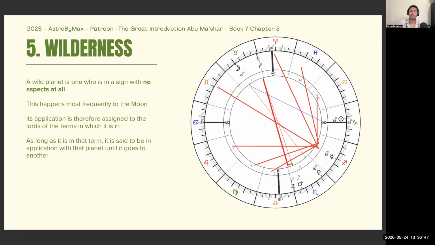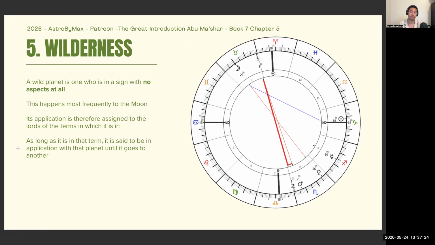We're told that if a planet is wild, to understand the progression and development of what will happen in the future, you assign the lord of the terms to it, and the planet is said to be applying to that planet, or applying to have the conditions and situations of that planet, as long as it's in that term. So if Mercury is in the term of Venus, it is as if Mercury is mixing with Venus. Or if the moon is wild and she's in the term of Venus, it is as if the moon was applying to Venus, and so the moon will take on more Venusian indications and significations related to love, sensuality, art, beauty, joy, things like that.